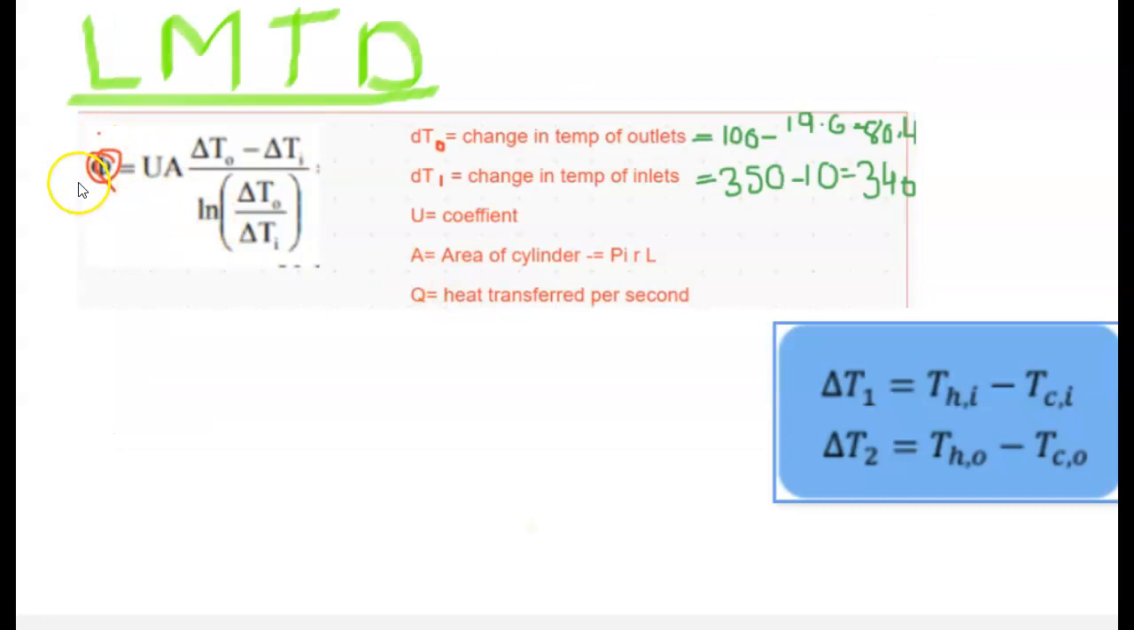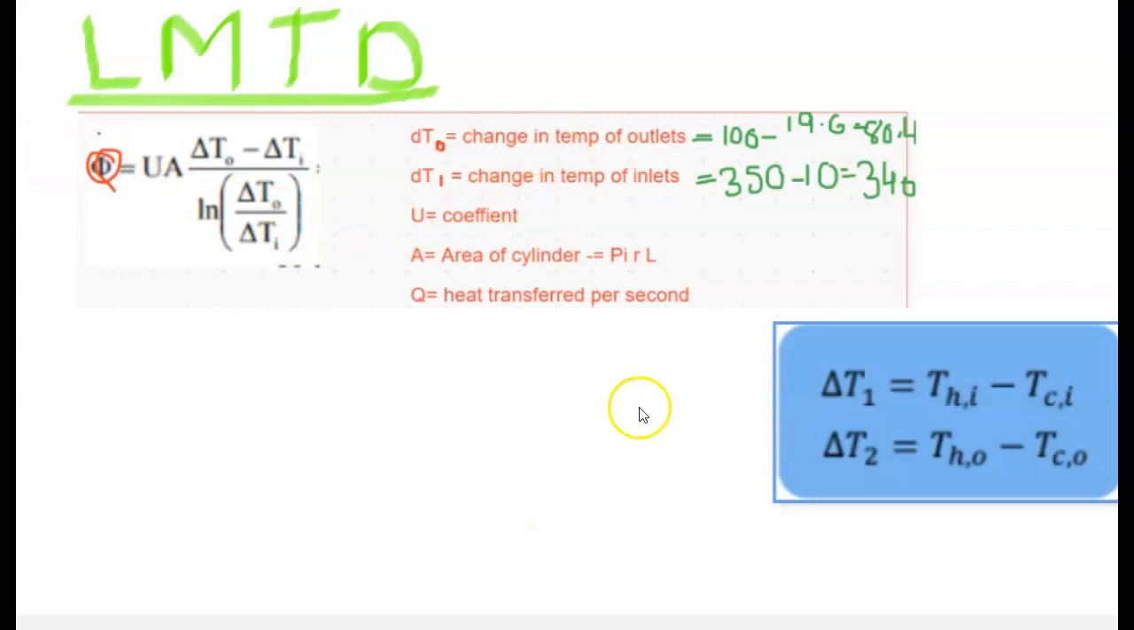Now we've got this formula: Q dot equals U A times delta T outlet minus delta T inlet, the change in temperature at the outlet minus the change in temperature at the inlet, divided by ln of the change in temperature at the outlet divided by the change in temperature at the inlet. Here U is the total heat transfer coefficient, and we have the value. A is the area of the cylinder. The formula is pi R L, the surface area of the cylinder, with two sides open. Q dot is the heat transfer per second.